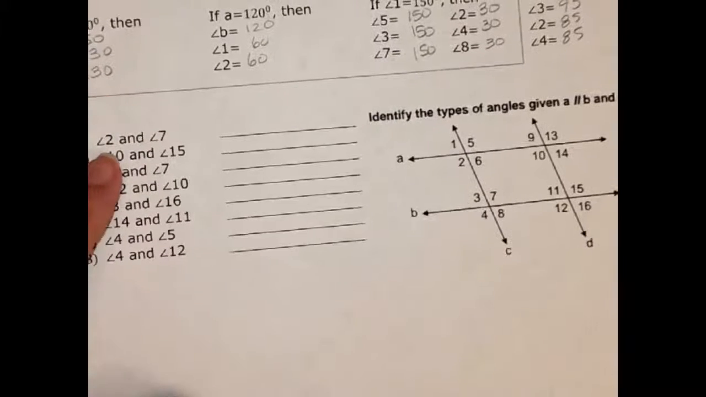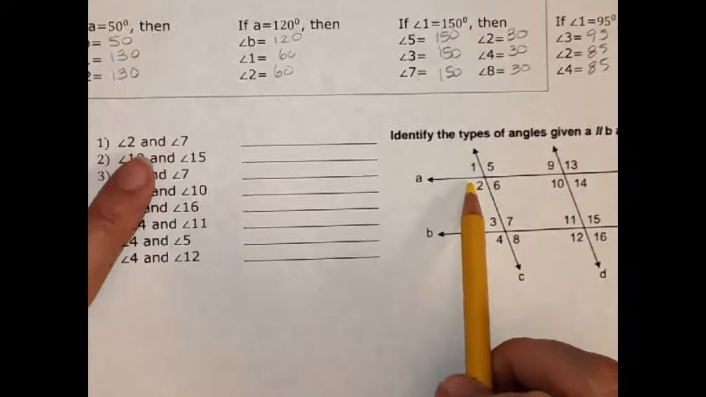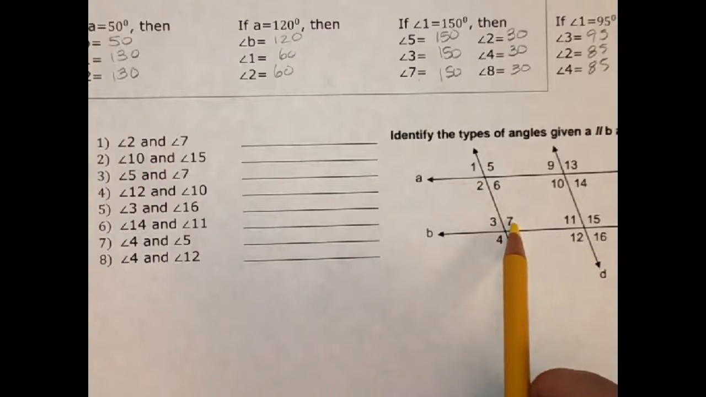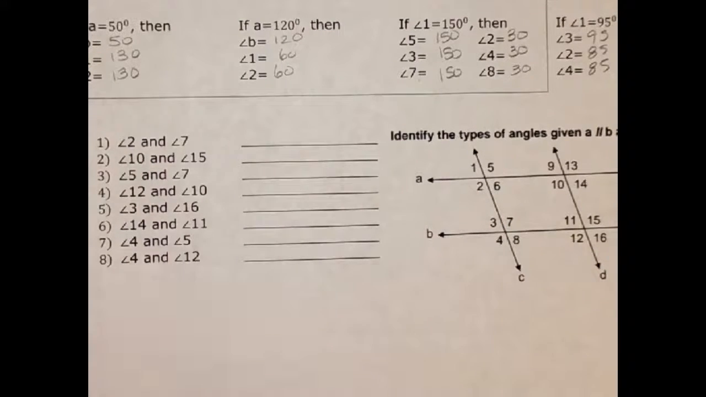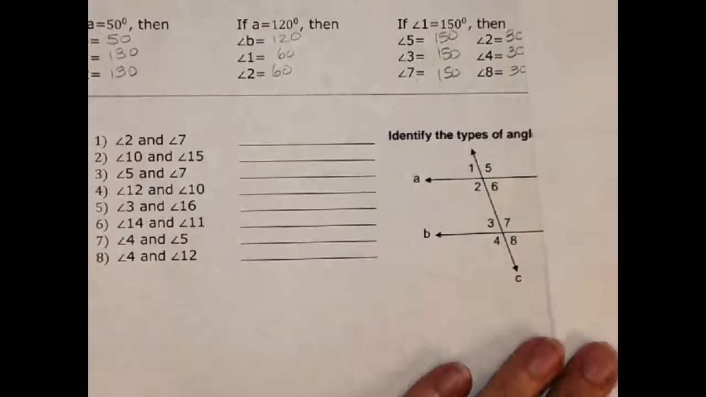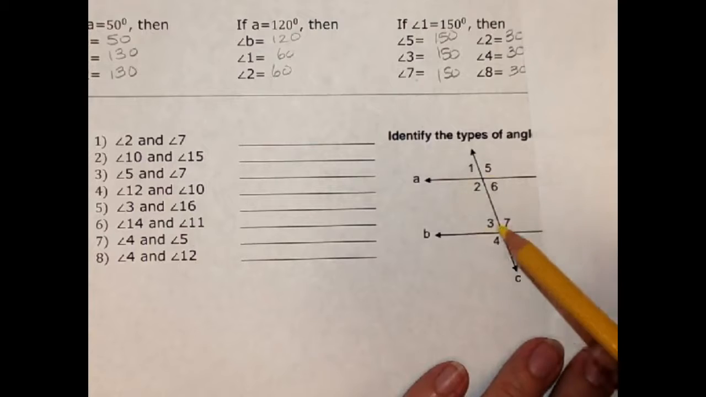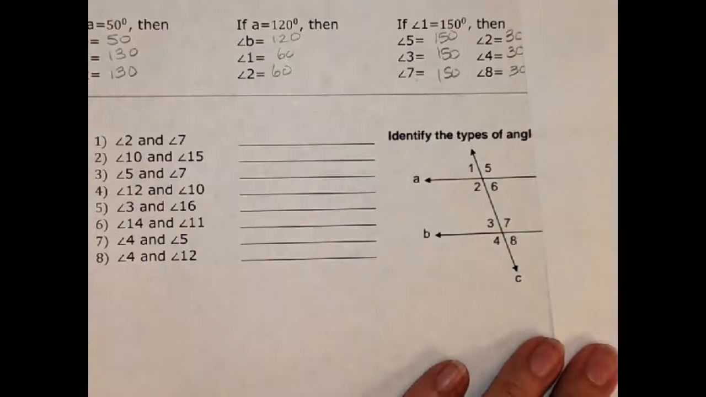So 2 and 7. 2 and 7 are right here. And what you should do with this is cover up the parts you don't need. 2 and 7 are both right here, so I just want to look at those. Well, 2 and 7, they're on the inside of these, and they're on opposite sides of this transversal. So those are alternate interior.